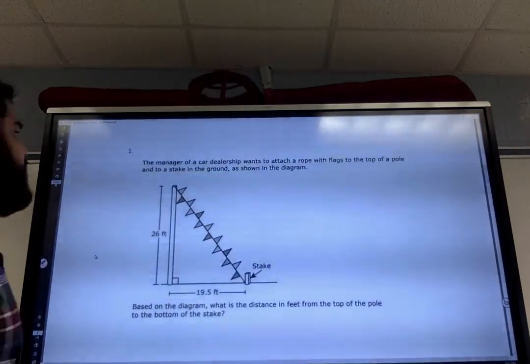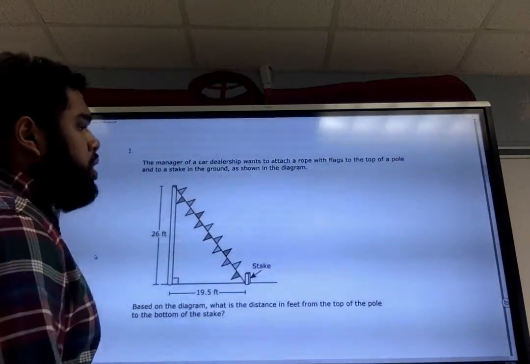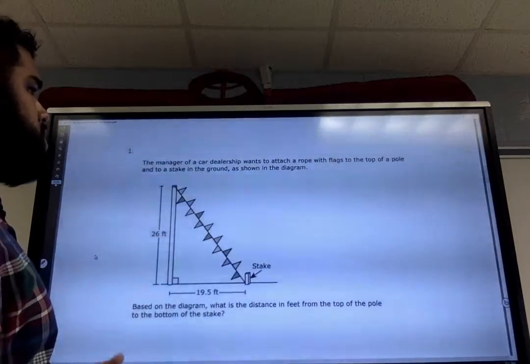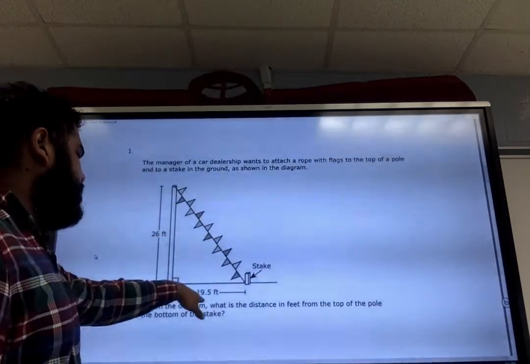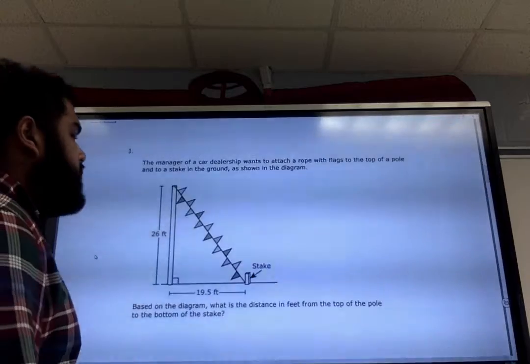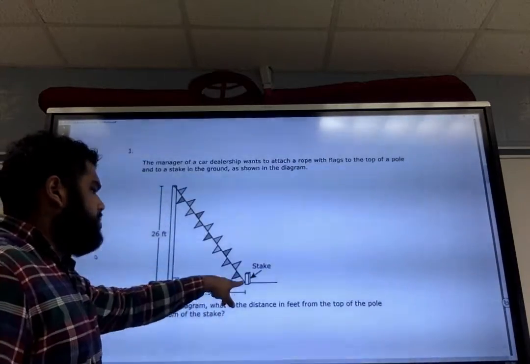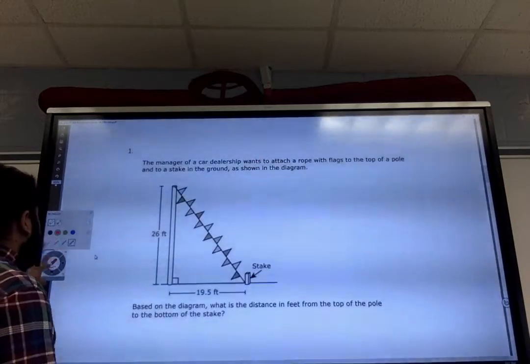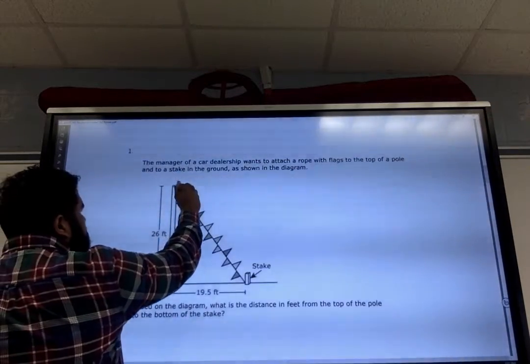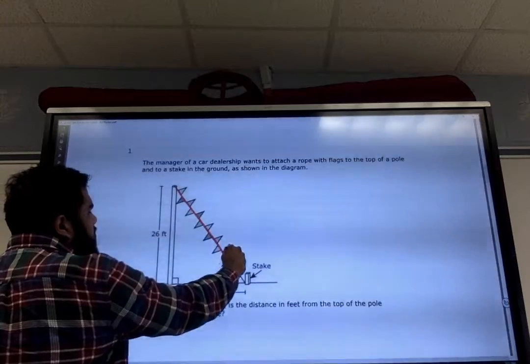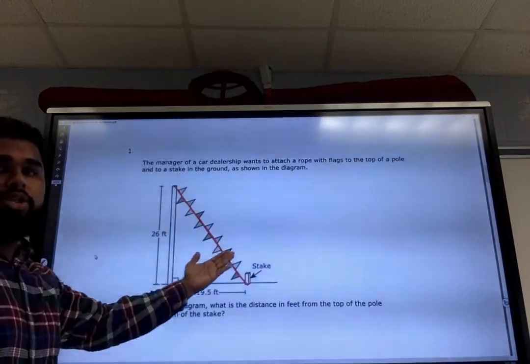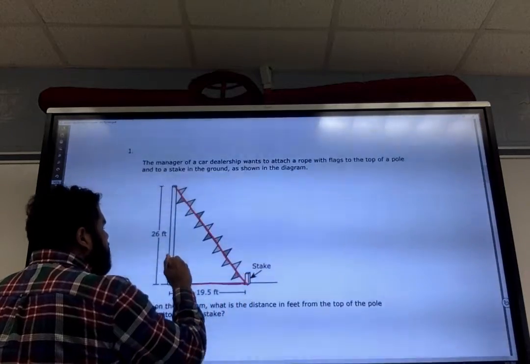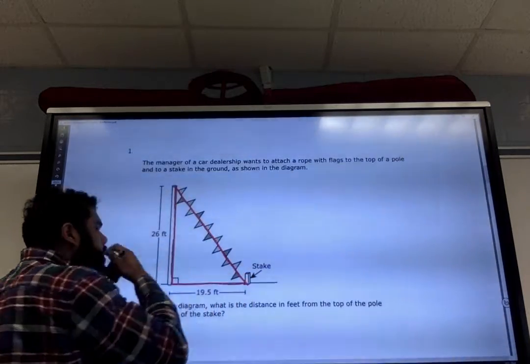Question one says, the manager of a car dealership wants to attach a rope with flags at the top of a pole and to a stake in the ground, as shown in the diagram. Based on the diagram, what is the distance in feet from the top of the pole, right here, to the bottom of the stake? So what they're asking you to find is actually the hypotenuse. So, this is the rope with flags that they are trying to find the length of. And as you can see, I can create a right triangle.